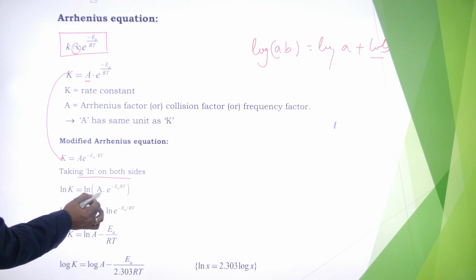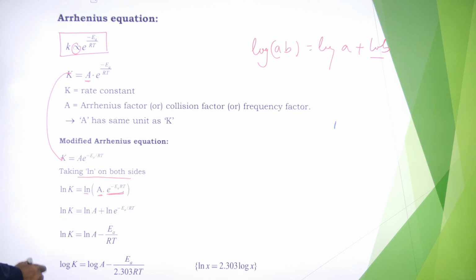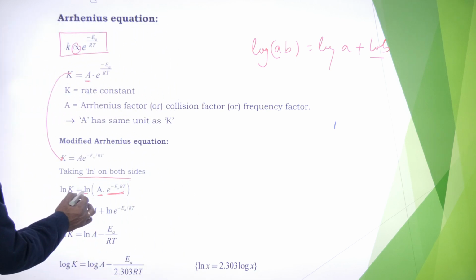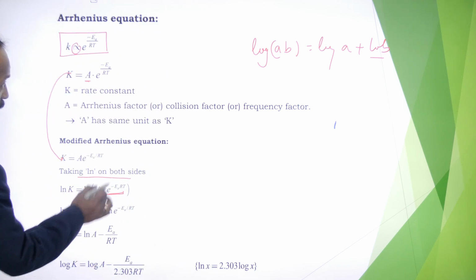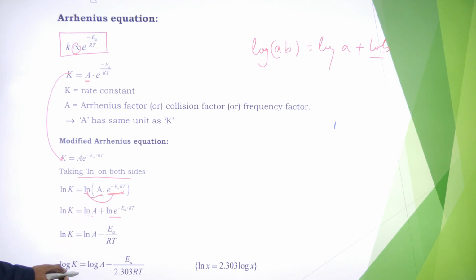This is log, and this becomes A in the place of A, this total becomes B. So then it becomes what? Log A plus log B. So we can write log A plus log B.